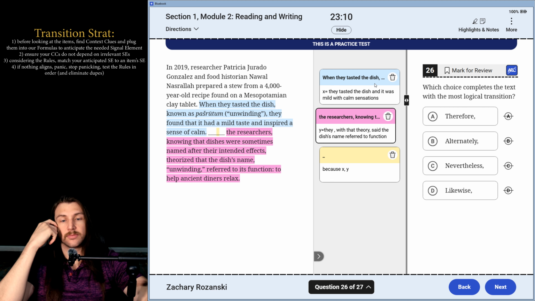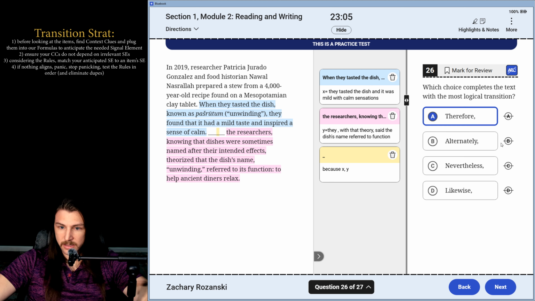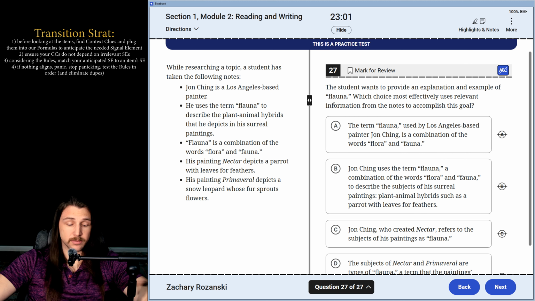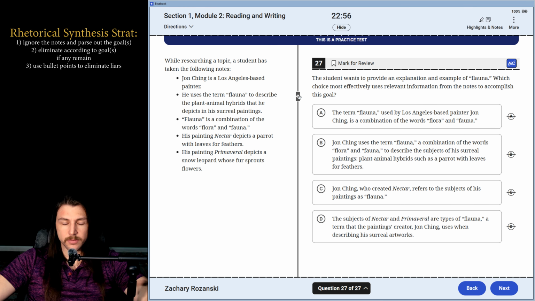Yeah, that's a better tighten up there with that theory. Because they tasted the dish and it was mild with calm sensations, they said that the dish's name must have referred to function. That's going to be our cause and effect. We don't have any sort of contrast there, and it's not some sort of secondary support. Rhetorical synthesis. Pop out a zoom.